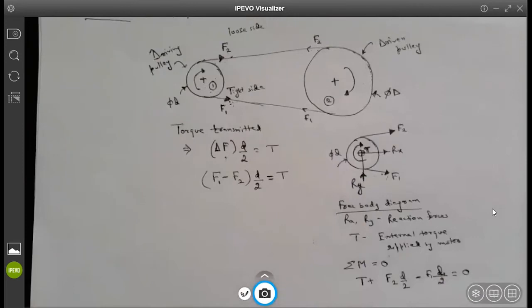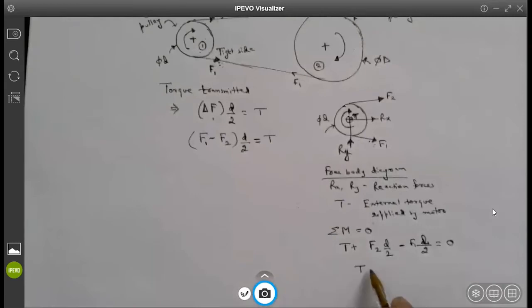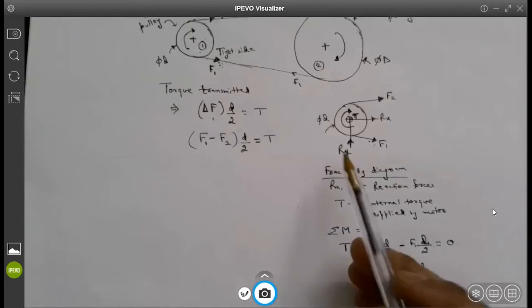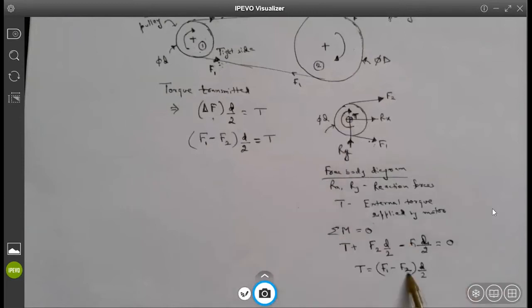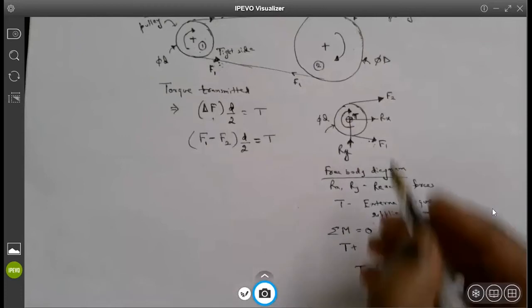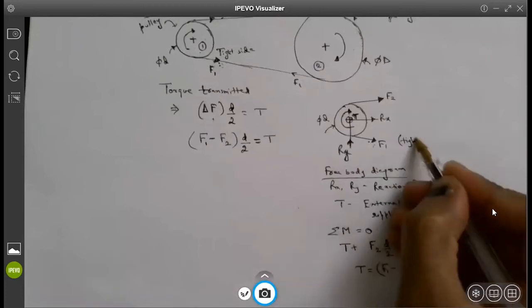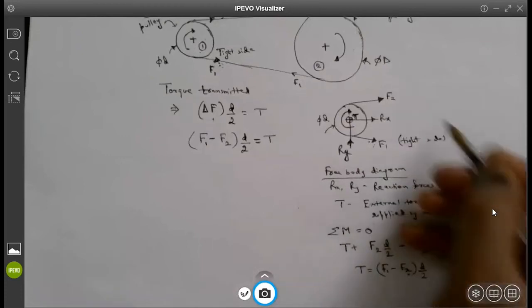Are you guys following it? Yes. So it basically will give you the same expression which you started with, and it means that F1 is greater than F2. If T is clockwise, then F1 is greater than F2. So this is the tight side and this is the loose side.